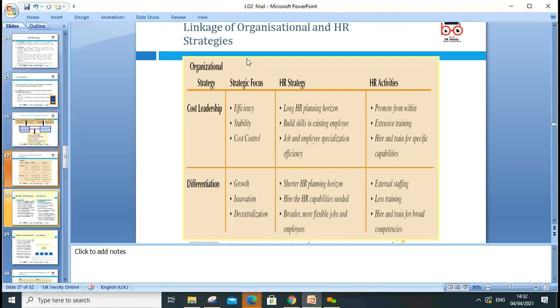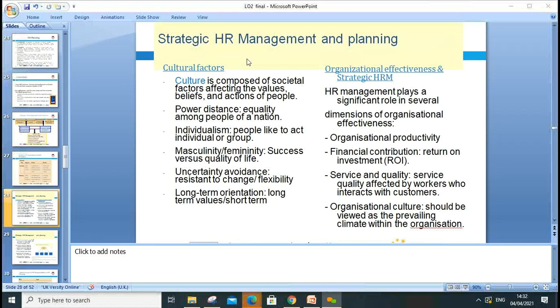So we need to develop the strategies for HR planning purposes, keeping culture in mind. Culture is composed of society and social factors as well, affecting the values, beliefs, and actions of the people. So power distance, equality, individualism, and masculinity are given. The model is the cultural model by Hofstede, one of the authors. We need to look across different countries, which have different cultures, and our strategy should reflect the culture.